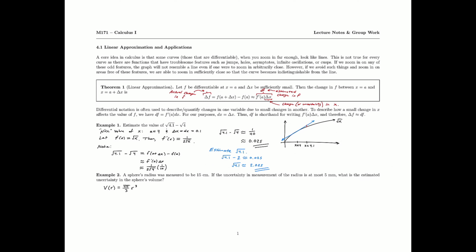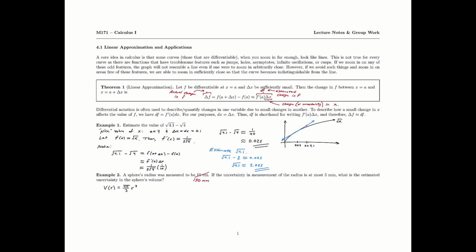So here we're saying that the uncertainty in our measurement of the radius is at most 5 millimeters. So we can go ahead and convert everything into millimeters here. So let's just say this 15 centimeters is 150 millimeters. Okay, now it's all in the same units. So what we want to know is, effectively, if we were to mismeasure the radius, incorrectly measure it due to this inherent error of at most 5 millimeters, how could that affect the volume of the sphere?